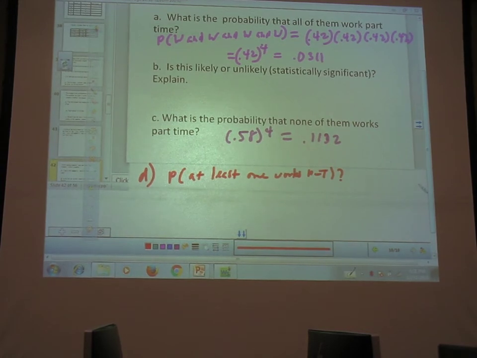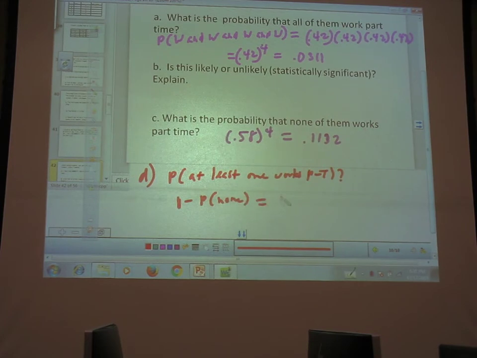All right, so at least one is what? 1 minus that number, which is 1 minus what? 1 minus all or 1 minus none? None. So it's 1 minus the probability of none, 1 minus 0.1132, which is 0.8868, just like Zach said. Okay, good.